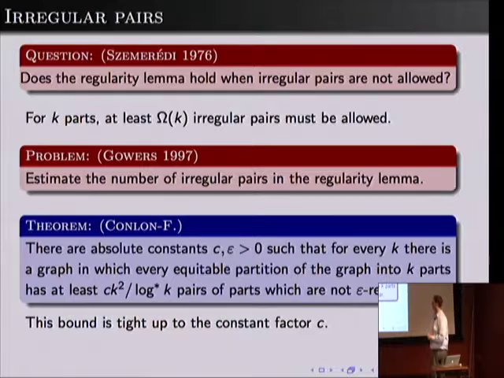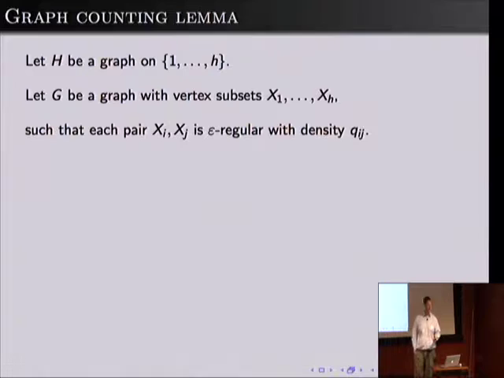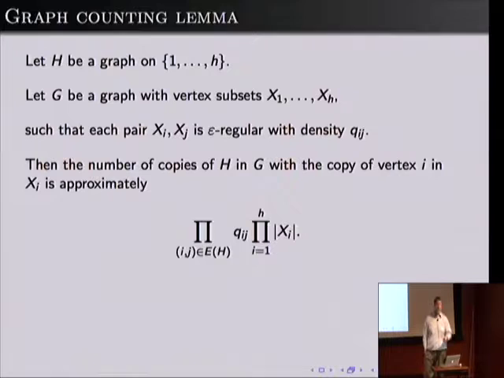Okay. So the next thing I want to tell you about is that the regularity lemma is a really powerful tool, but the real power comes from using it in combination with the graph counting lemma, which is much simpler, but in other contexts it becomes much harder to do. So let H be a graph on vertices 1 to h. And we have a graph G with vertex subsets X1 to Xh such that each pair Xi, Xj is epsilon regular with density qij. And you'd like to count the number of copies of H in G where the copy of vertex i is in Xi.